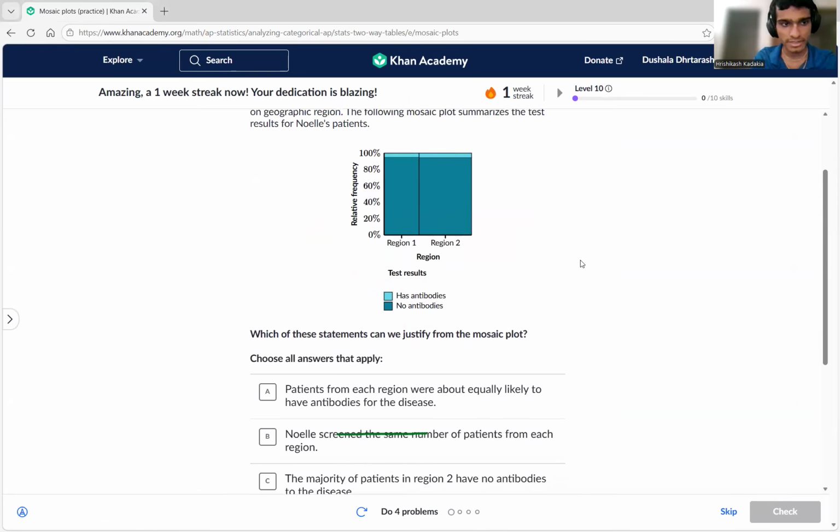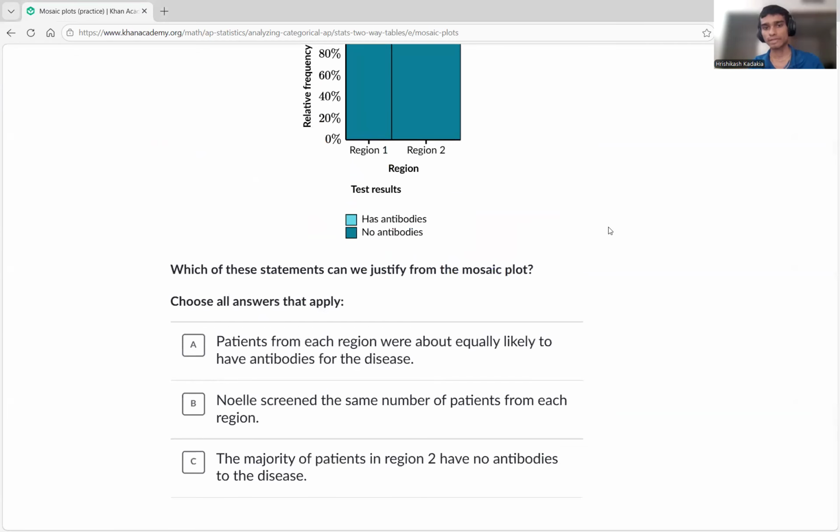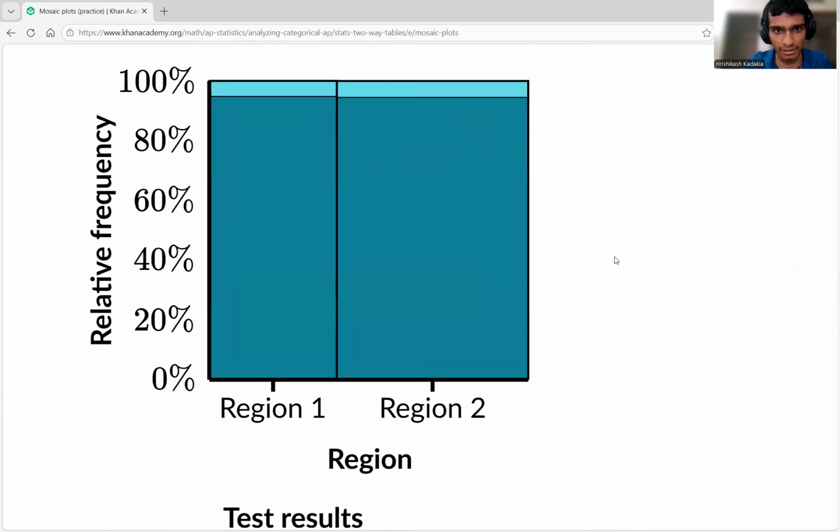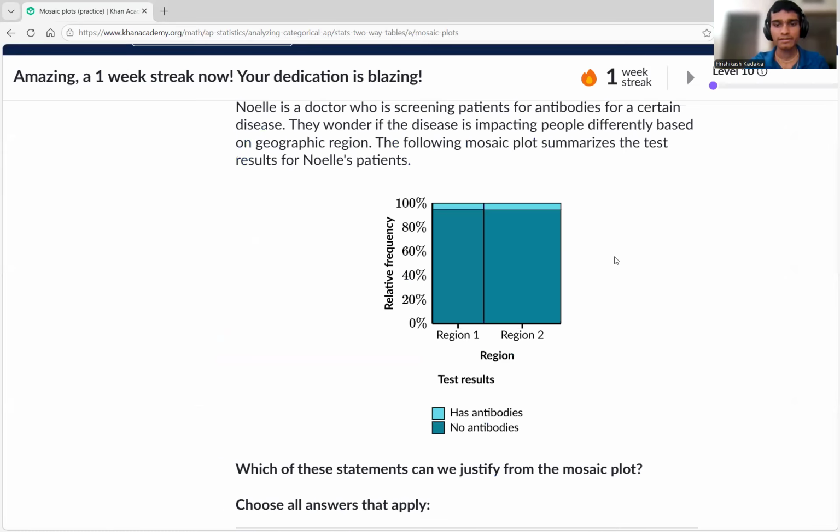Now, from these statements A, B, and C, we can see there are three options. The first: patients from each region are about equally likely to have antibodies for that disease. Does seem like it. They're not exactly equally likely, but about equally likely. They almost seem the same. Region one seems a little bit higher, but it's almost the same.